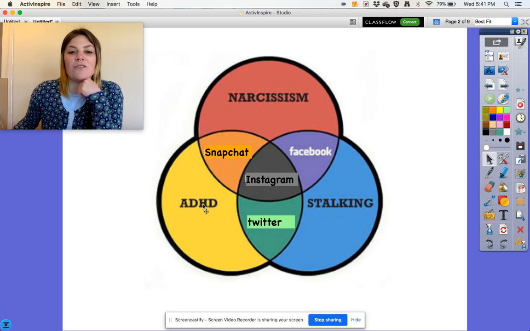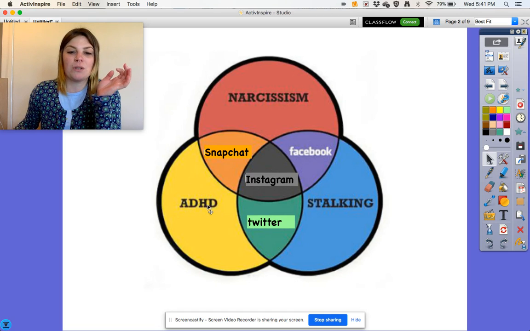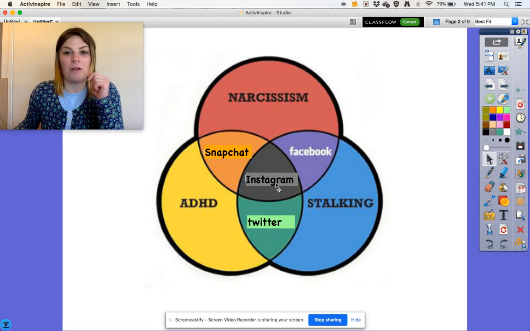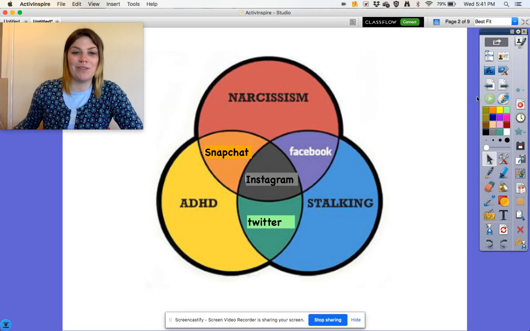So if you have a short attention span and you're obsessed with yourself, then Snapchat. What do you guys think? Stalking people and you're obsessed with yourself, that would be Facebook. Stalking people and you have a short attention span would be Twitter, maybe. And then Instagram is where they all overlap. So tell me what you think about this one. Feel free to email me a new Venn diagram meme.